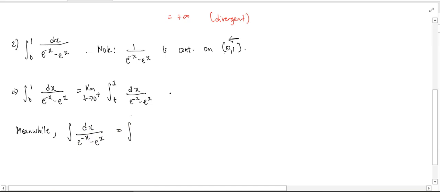There are actually two ways. I'll show you this one. And then yung isa pang way, sabihin ko na lang later. So you have 1 over e raised to negative x minus e raised to x. What I'll do is I'll multiply e raised to x to both the numerator and denominator. So we'll have e raised to x over e raised to negative x times e raised to x. That is just e raised to 0 or 1 minus e raised to 2x dx.